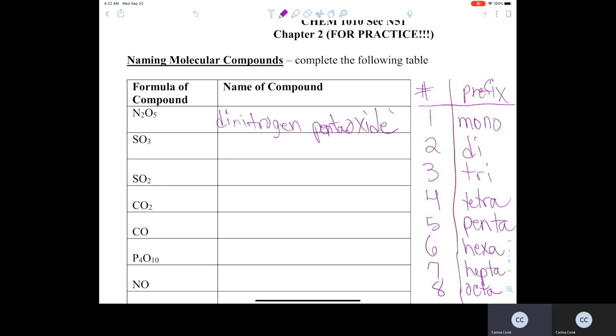Another thing that you'll see in most chemistry textbooks, if the Greek prefix ends in A, like tetra, penta, hexa, hepta, octa, and the element is oxygen, then you can drop the A. So you can call it pentaoxide or pentoxide. Either one is considered correct.